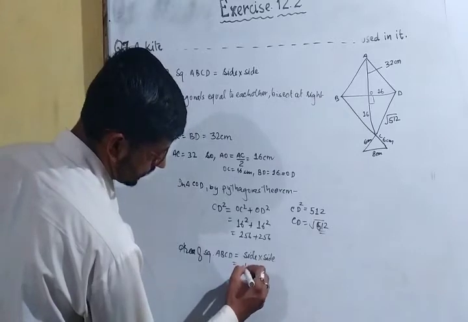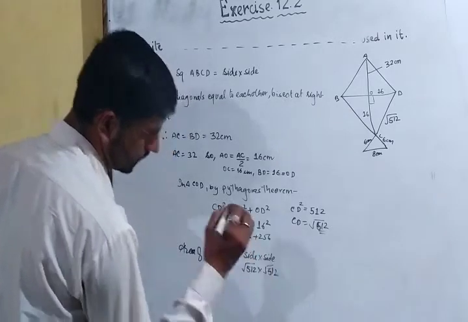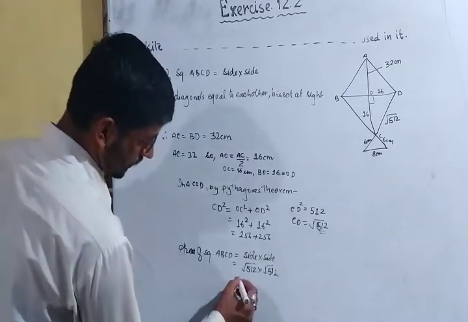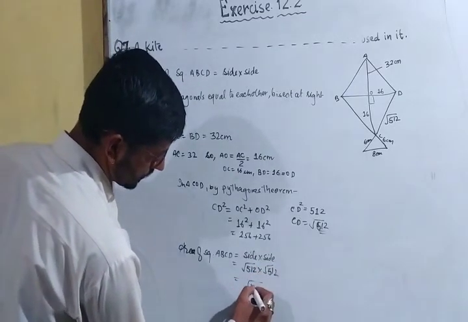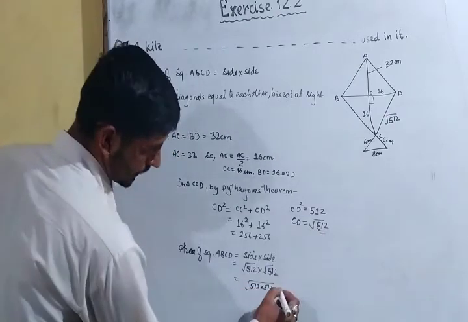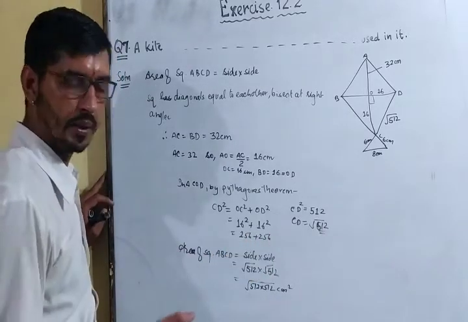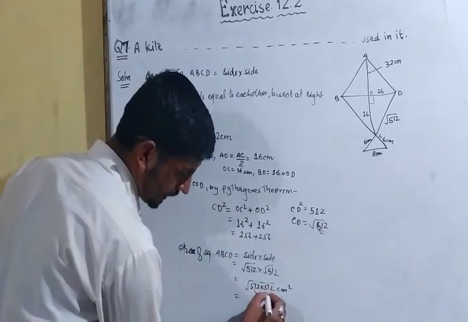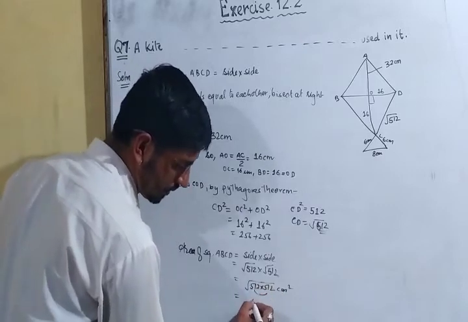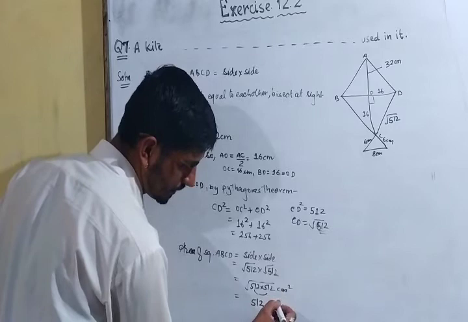That is equal to under root 512 into under root 512. That means 512 centimeter square, whatever the unit is. If it is centimeter, then centimeter; if it is meter, then meter. So what will be there? A pair can be taken out. So the answer will be 512 centimeter square.